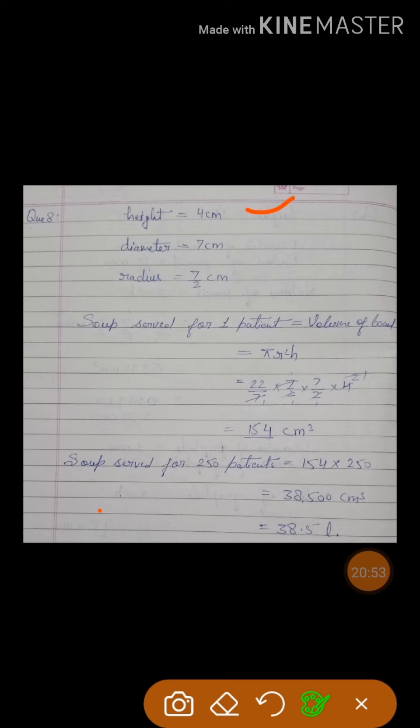Now soup served for 250 patients. There are 250 patients in that hospital. So we shall multiply the soup served for one patient by 250 for the total patients. So it will be equal to 38,500 centimeter cube. Now convert this into liter, divide by 1000, it is 38.5 liter. So for 250 patients, hospital has to prepare 38.5 liters of soup daily.